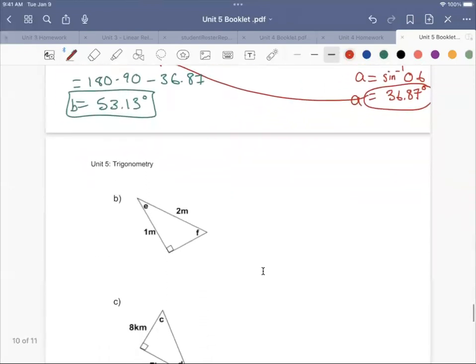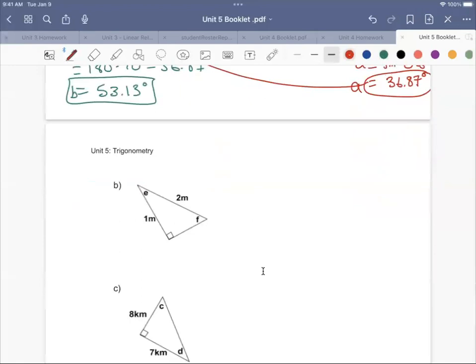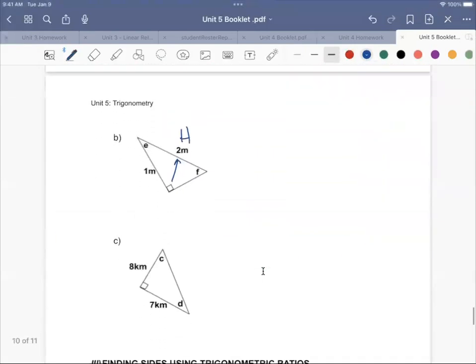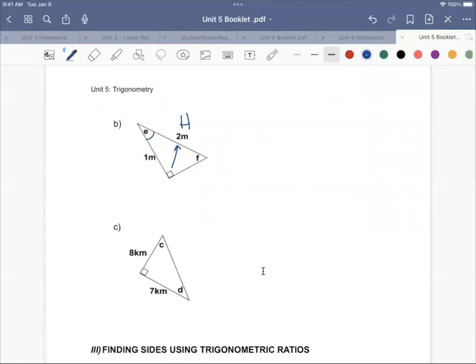And then I'm done. If I go on to B to check for that one, first thing again is that we're going to determine all of our angles. So I know opposite of my right angle is always the hypotenuse. In this case, I can solve for either E or F. So say in this case, I'm going to solve for E. The opposite of E is unknown. The adjacent to E is 1 meter.